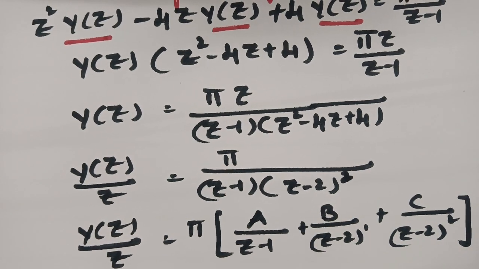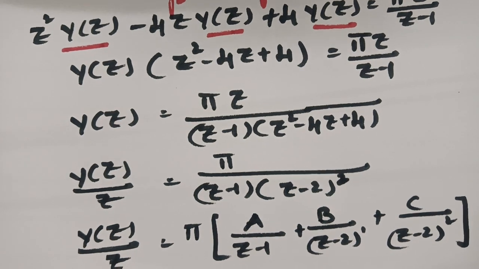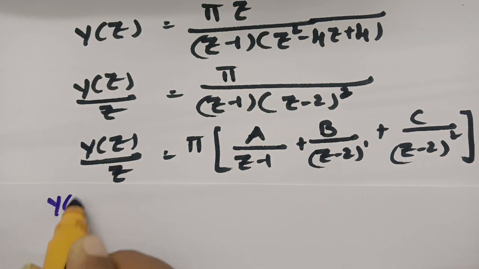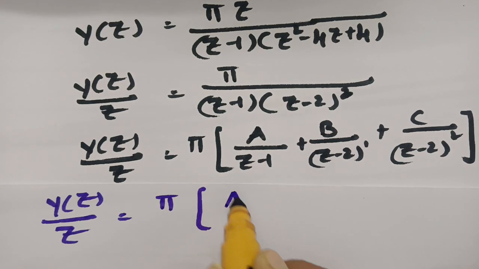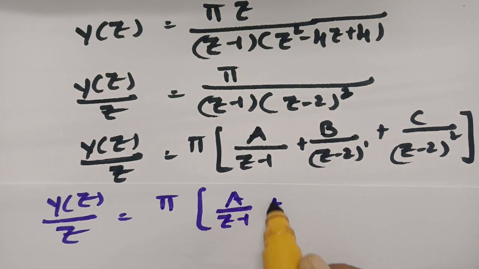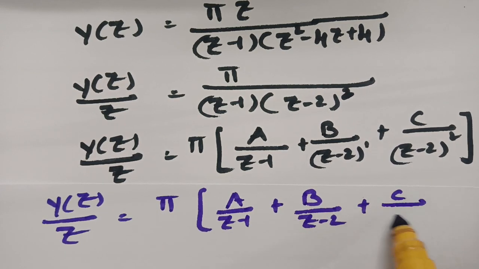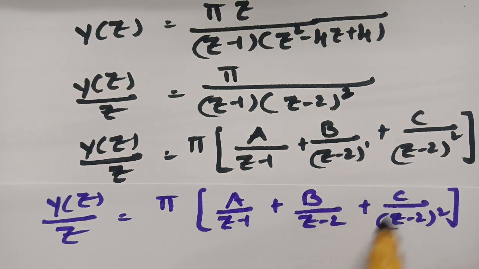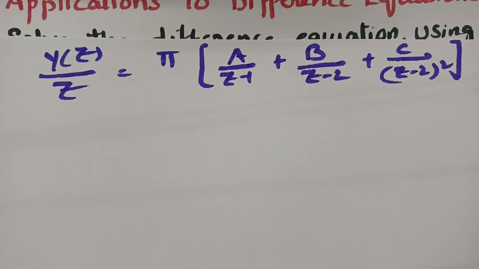So I need the values of a, b and c. For that, I have to substitute here. So this is nothing but Y(z)/z = π times [a/(z-1) + b/(z-2) + c/(z-2)²]. So I need the values of a, b and c. And now, how to get these values?